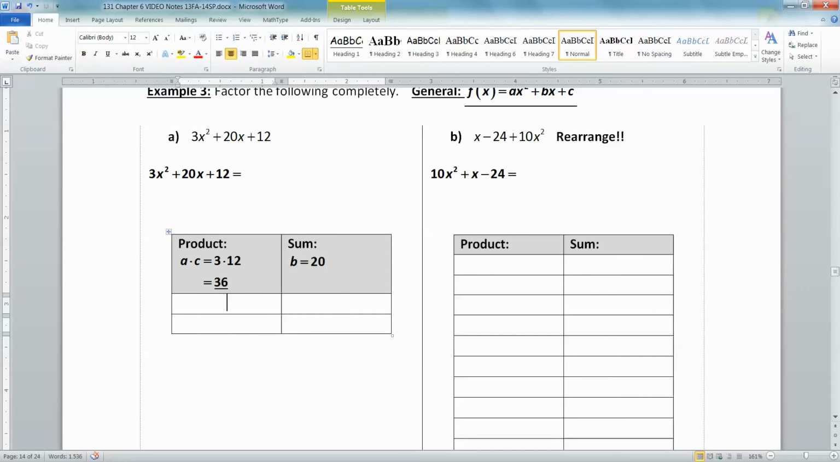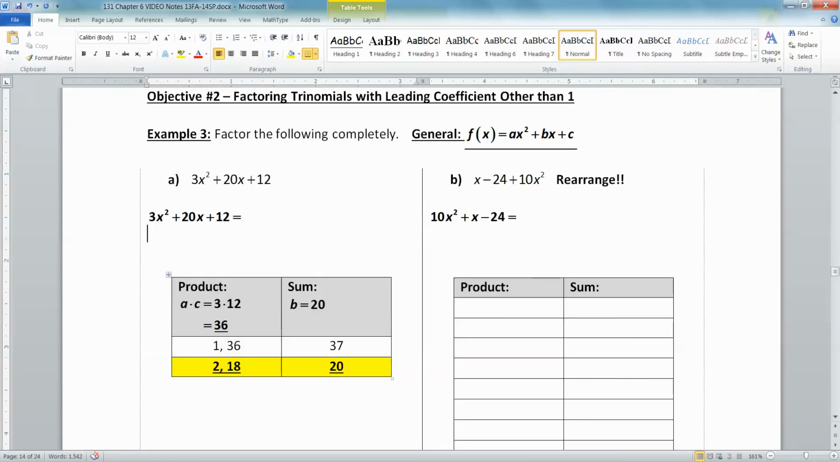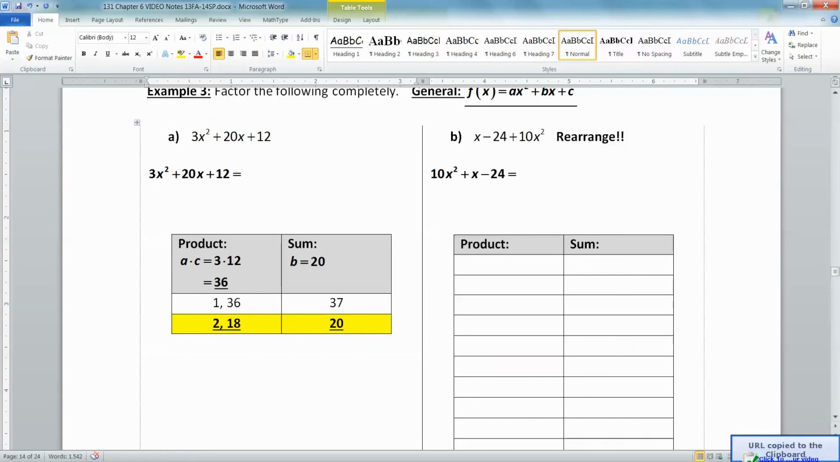All right, so what are some numbers that multiply to 36? 1 and 36. Well, that would make 37, so that's not good. 2 and 18. That makes 20. There it is. Well, that was quick. I was talking it all up about how tricky it was. All right, so you're going to figure out what numbers multiply to a times c, right? And then add up to b.